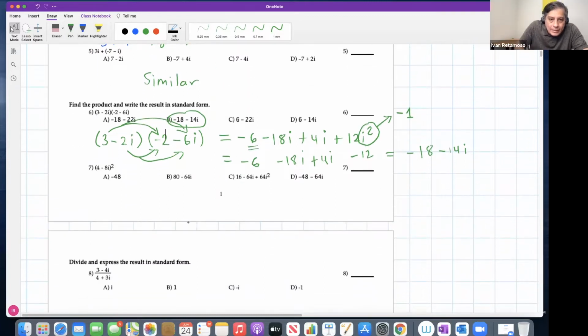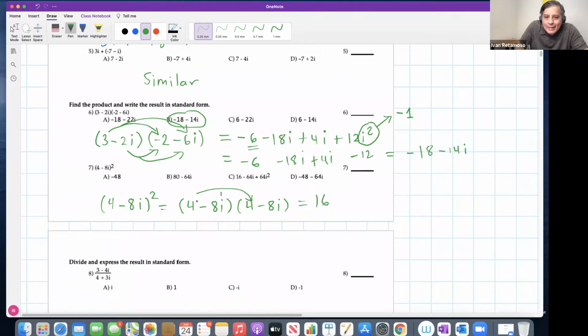Moving on, is squaring a complex number. For the sake of variety, let's go over this. We explained in class that the way you deal with these squares of complex numbers is this, right? You multiply the complex number by itself. But multiplying the complex number by itself, we said, is achieved by foiling this out. It's like multiplying binomials. 4 times 4, 16, 4 times negative 8, negative 32i. Negative 8 times 4, negative 32i.